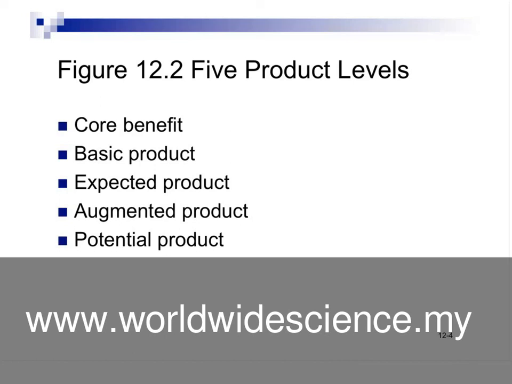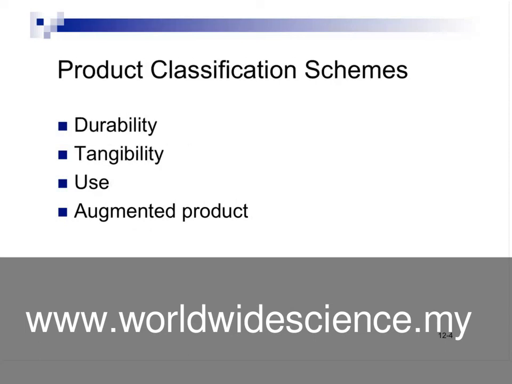So, product classification schemes. What are those schemes? It's durability, tangibility, and use. So basically, what we mean is products need to be durable. You need to be able to use them for a long period of time, or at least for the life cycle. So the products are durable and we can use them.